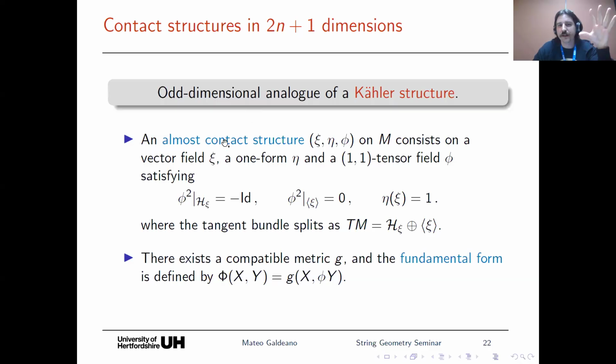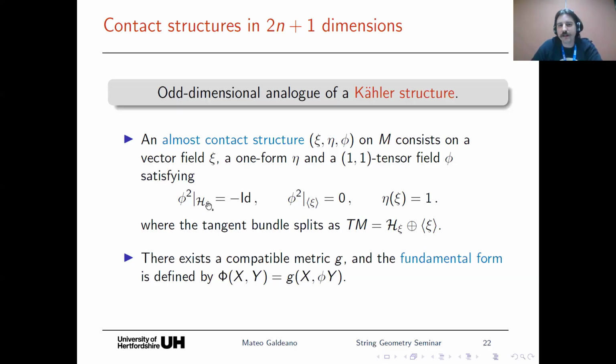So what is an almost contact structure? It's just a tuple of a vector field, a 1-form, and a 1-1 tensor field satisfying these identities. So what is this doing? It just tells you that this 1-1 tensor field squares to minus the identity in the part that is orthogonal to this vector field, acts trivially on the vector field, and the 1-form is just the dual of the vector field. So if you think about it, it's telling you that this phi is kind of like a complex structure on the space that is orthogonal to your vector field.